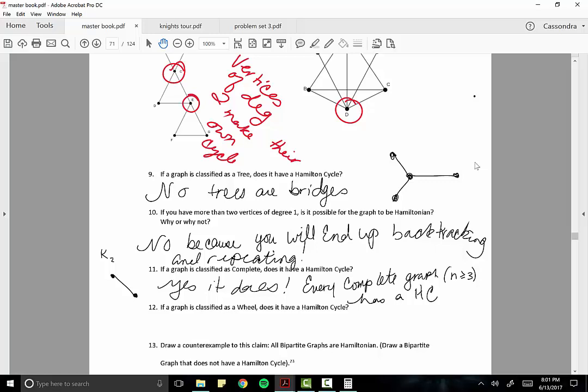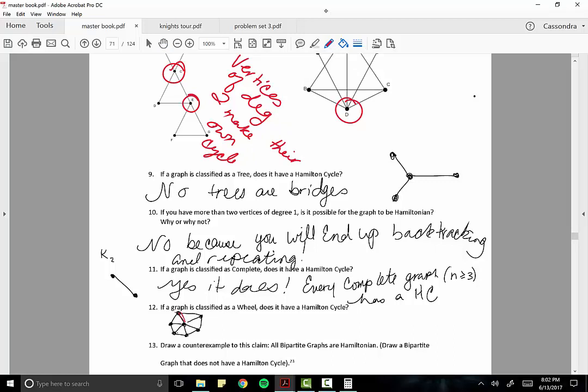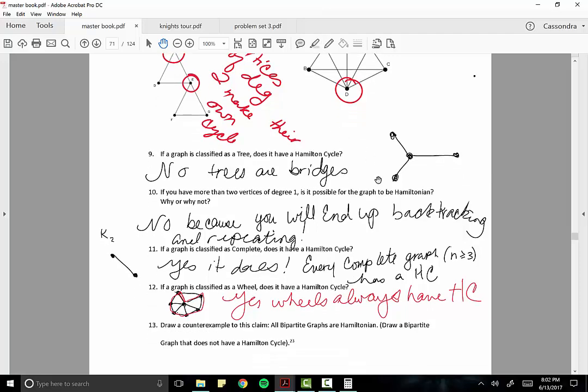If a graph is a wheel, does it have a Hamilton cycle? I'm going to draw a wheel graph right here. Yes, it has a Hamilton cycle. Wheels always will have Hamilton cycles. All bipartite graphs are Hamiltonian.